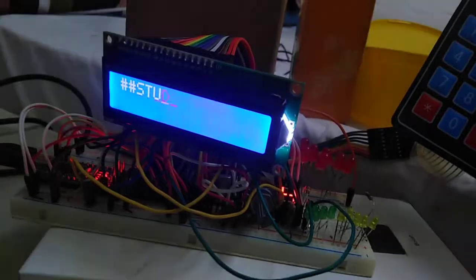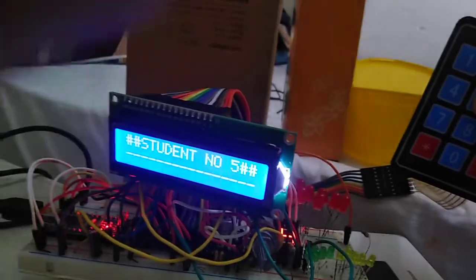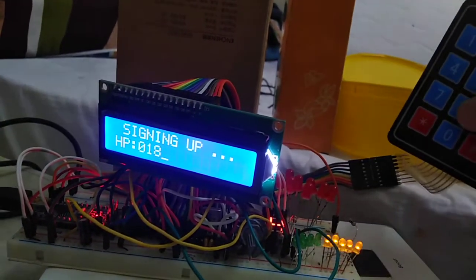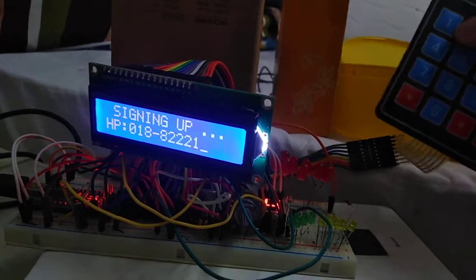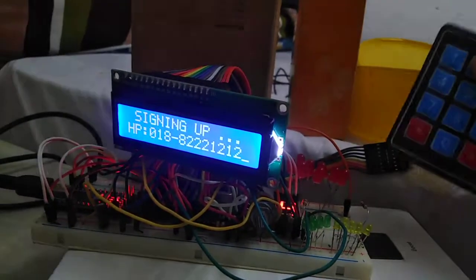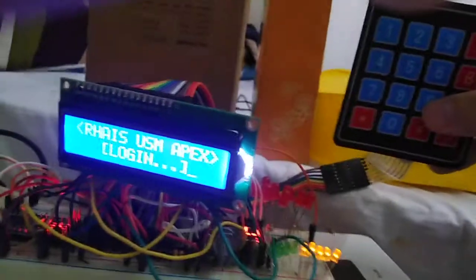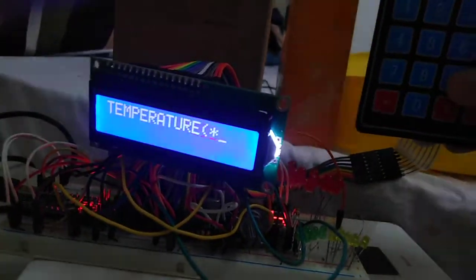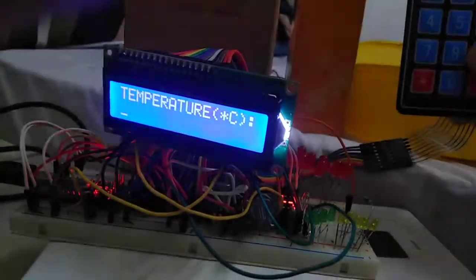So display check, student number 5. Yes, the last one registering. So we are just signing up. Maybe 8222 1212. So accepted. For the telephone number details I'm not sure, but I know the number of digits are all available, from 0 to 9. Then for temperature, we check for another temperature.